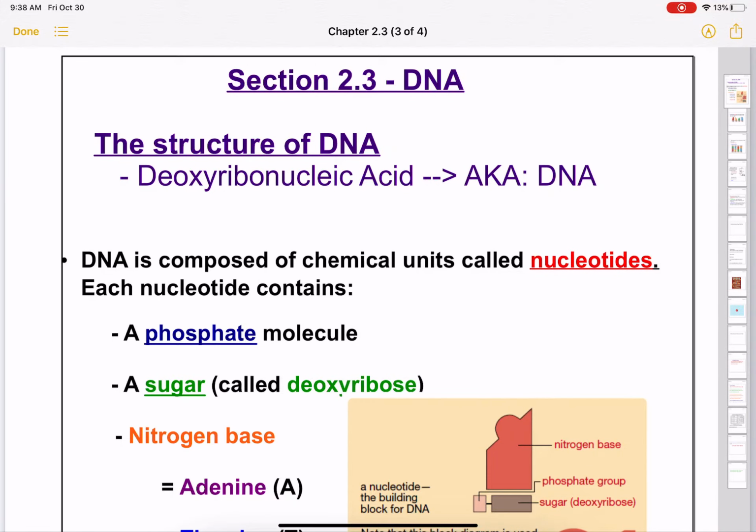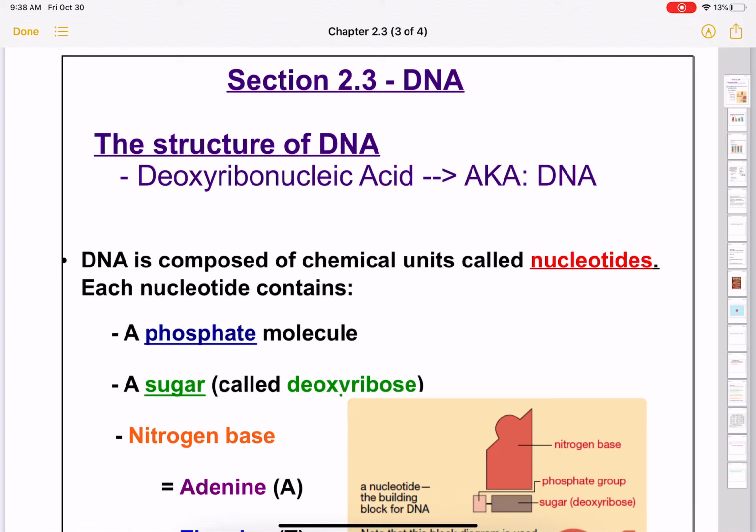All right, this is section 2.3 of our biology unit in Science 30. This is on DNA. So far we've looked at what inheritance is, what genes are, and how we inherit certain things using the Punnett square. And next we are going to talk about DNA specifically, the makeup of it and how it works.